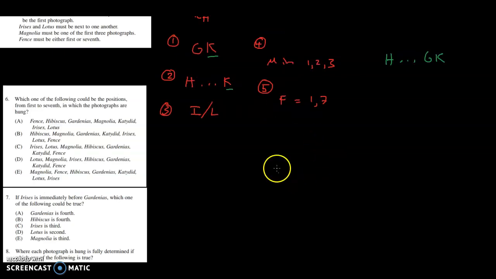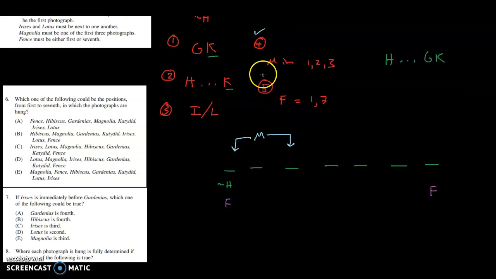Okay, so let's see what else we can combine. I'm going to make my master sketch here in green. 1, 2, 3, 4, 5, 6, 7. We know H cannot go here. We also know that M has to be in one of the first 3, so I'm going to put something like this. M has got to be in here somewhere. Okay, that takes care of that rule. We also know that F has to be either 1 or 7, so that could be either F here or F here, one of the 2.